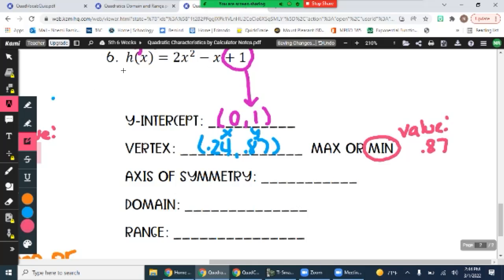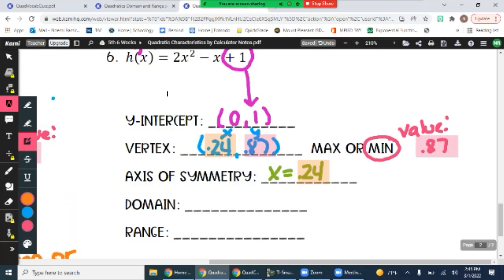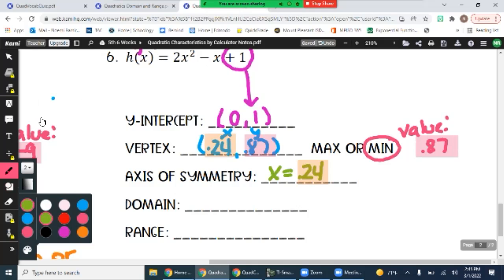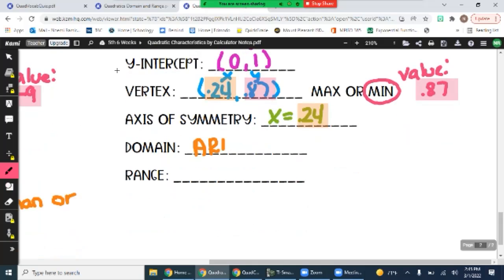0.87. Good. What will the axis of symmetry be? All right, we're getting the hang of it. X equals 0.24. The domain, all real numbers. Label the maximum and minimum on your range to help you. So 0.87 is going to go on what side? And what do we put on the right?